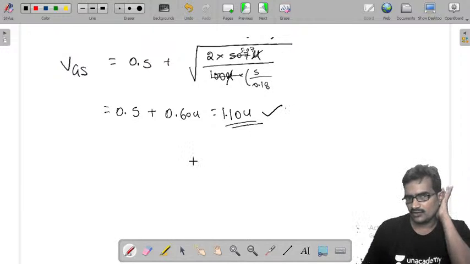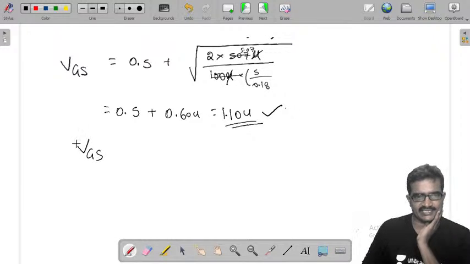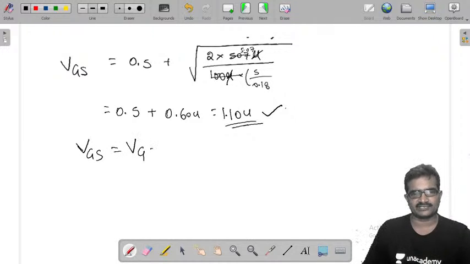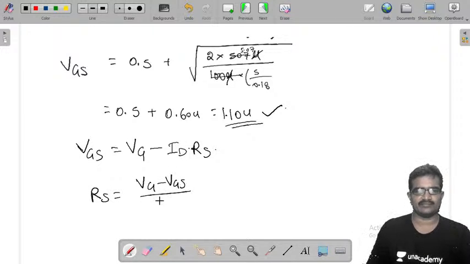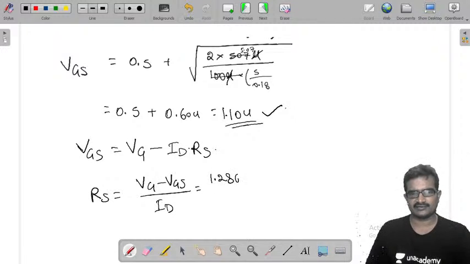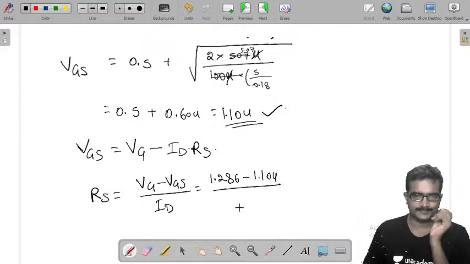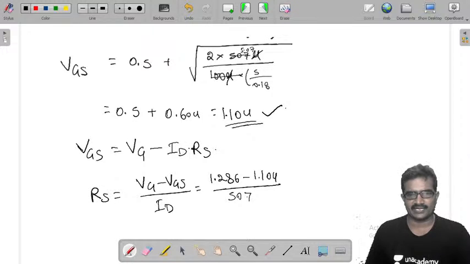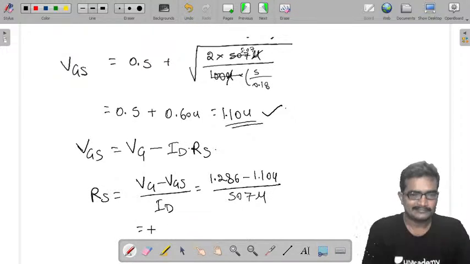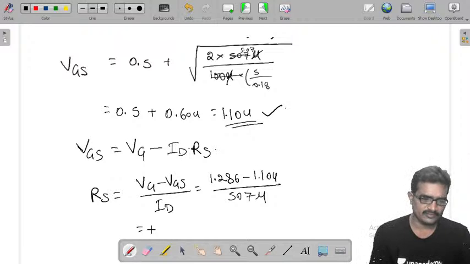Okay. Now we can write VGS is voltage at gate minus ID into RS, just as we mentioned before. Therefore, from this RS is voltage at gate minus voltage at gate to source, divided by ID. So voltage at gate, we know that 1.286, minus 1.104, divided by the ID value. So we got ID 507 micro. Now get the value. It's 1.286.